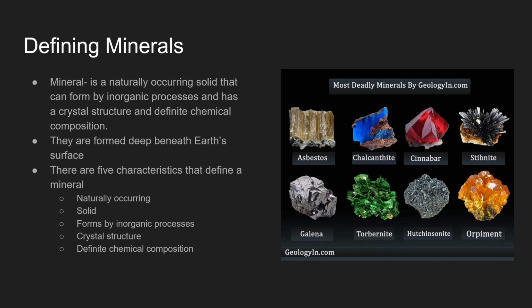It is a naturally occurring solid that can form by inorganic processes and has a crystal structure and definite chemical composition. They are formed deep beneath Earth's surface, and there are 5 characteristics that define a mineral. Are they naturally occurring? They're solid. It forms by inorganic processes. It has a crystal structure, and it has a definite chemical composition.